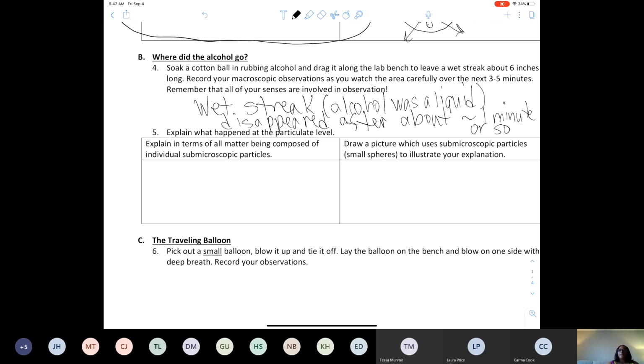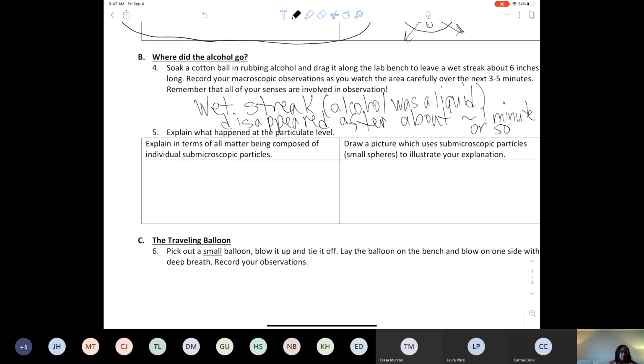So did anyone else observe anything in addition to that? It was a pretty simple observation. You just saw a wet streak, a couple of wet streaks on the lab bench, and the alcohol was definitely a liquid when I put it on the lab bench, but then after a minute or so, it disappeared.